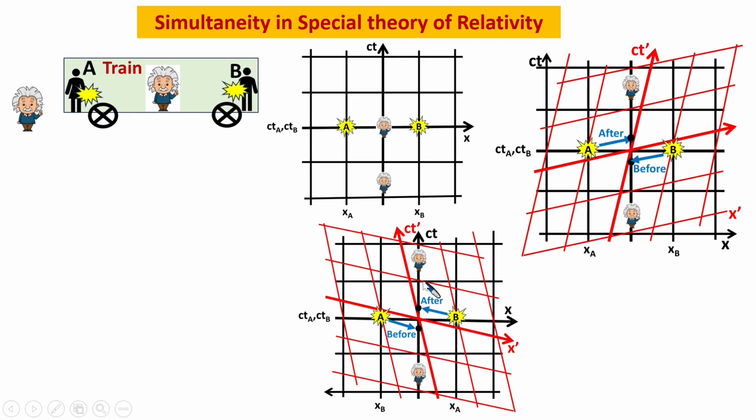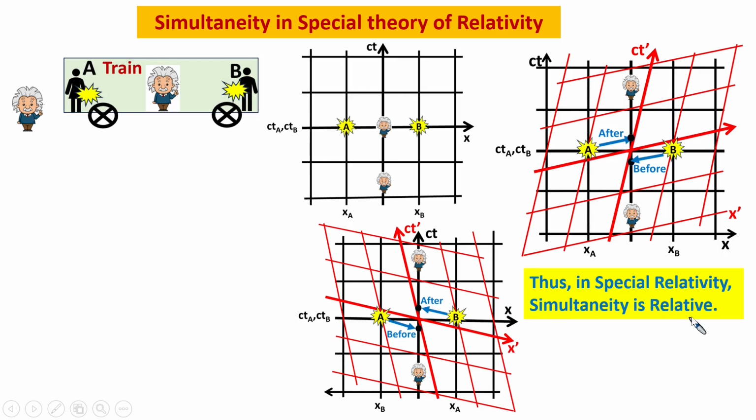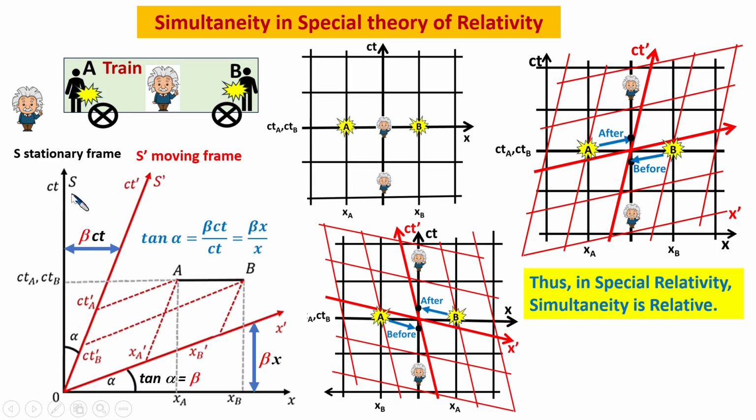Einstein is stationary here, and this flash occurs, he will see first this flash A, and then after some time he will see this flash. And thus in special relativity, simultaneity is relative. And here I have just shown this coordinate system which I have explained more or less. So here I am introducing this tan alpha, that is, the opposite side is beta x by this distance x. So tan alpha is beta.